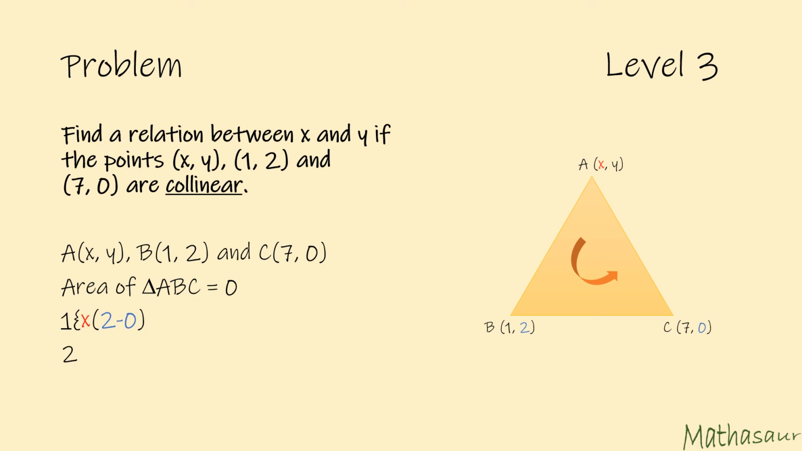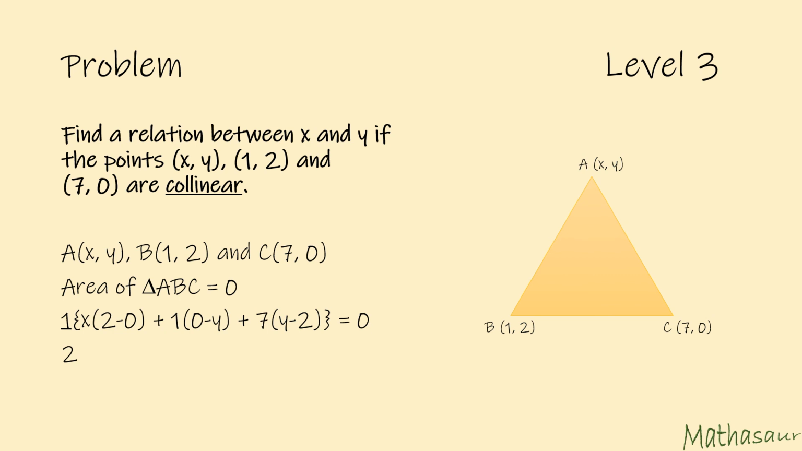Now once again, let us try to move in the anti-clockwise direction and find the area of this triangle. So we have half times the x coordinate of point A, which is x, times the difference of y coordinates in the anti-clockwise direction. So we get 2 minus 0 in the bracket. The second term, we start with the x coordinate of point B. You could also start with the x coordinate of point C. So we get 1 times the difference of the y coordinates of the other 2 points in the anti-clockwise direction. So you get 0 minus y in the bracket. Moving on to the x coordinate of point C, you get 7 times y minus 2.